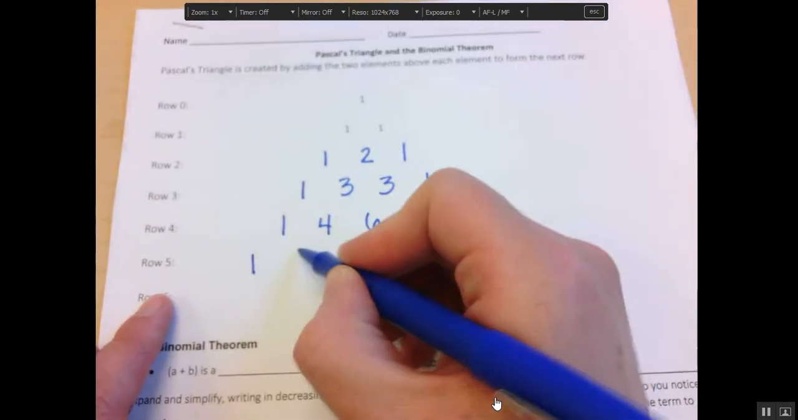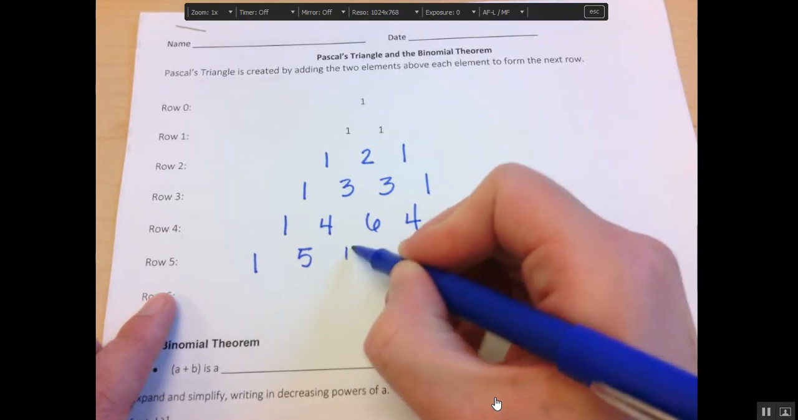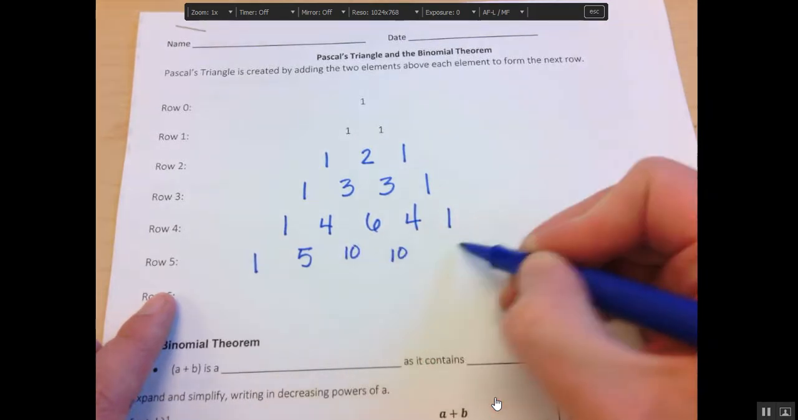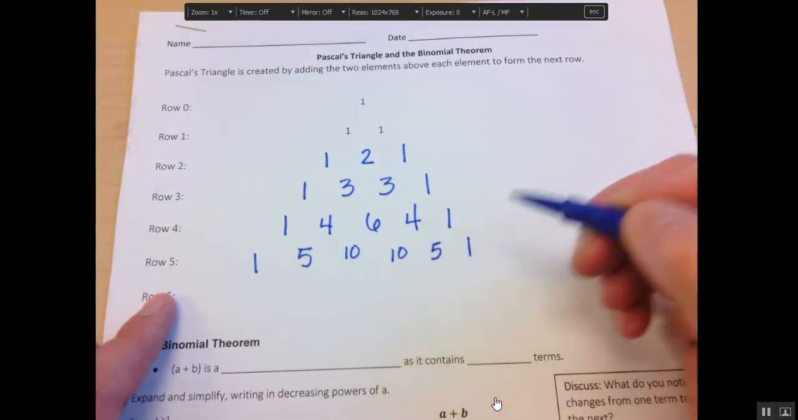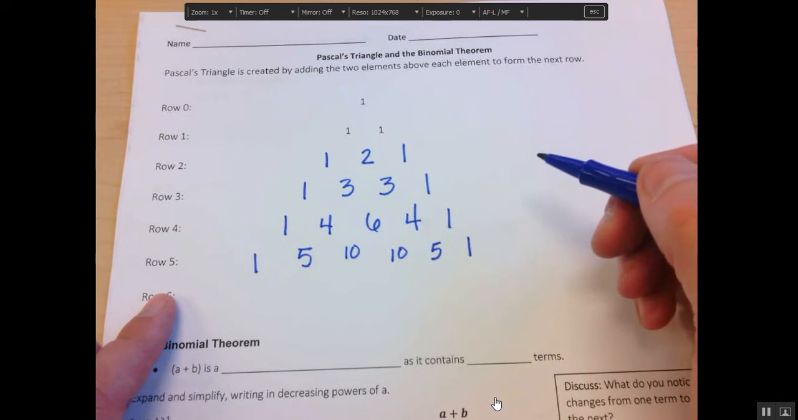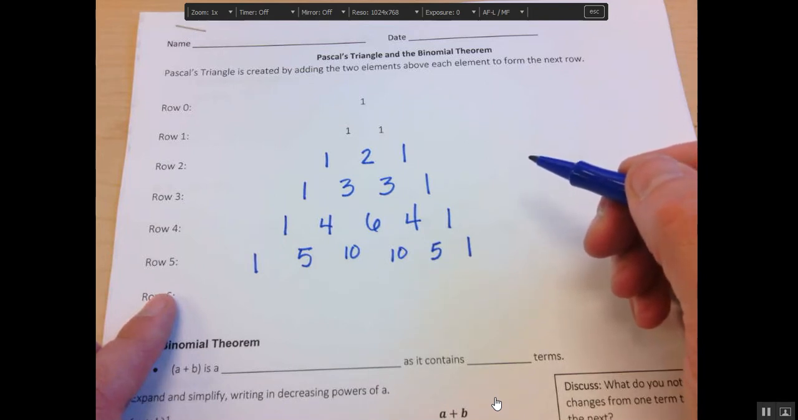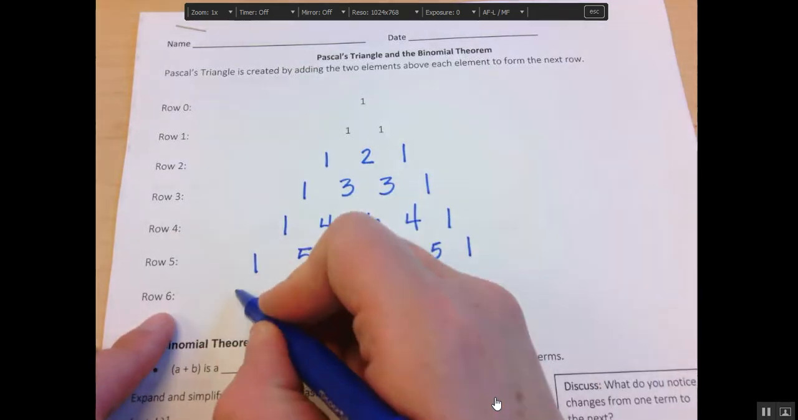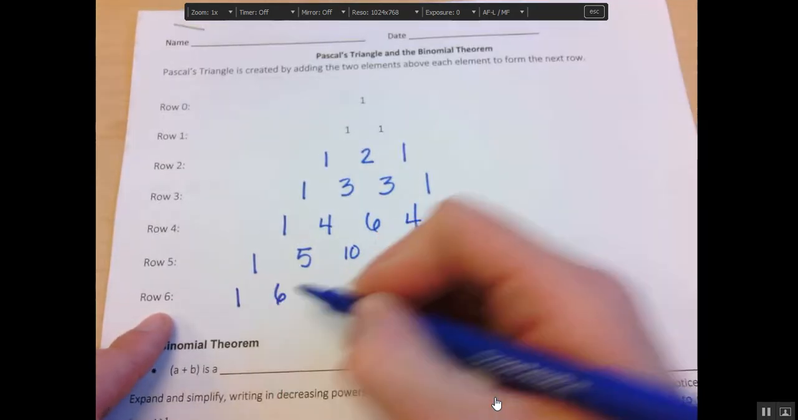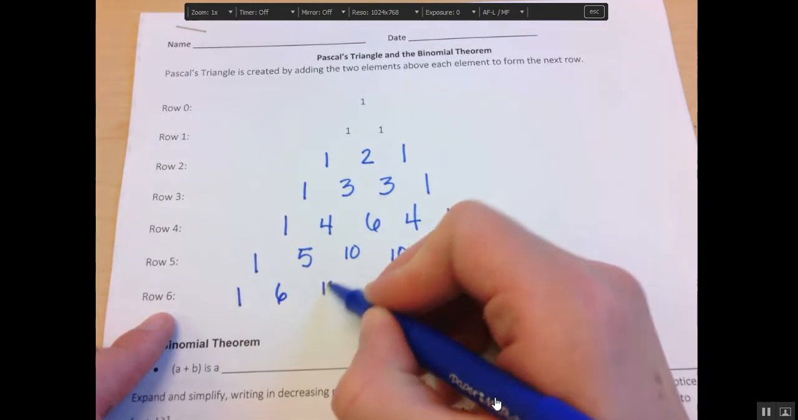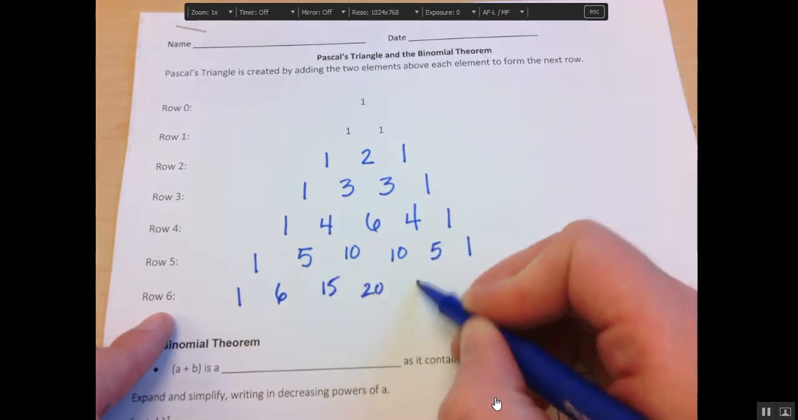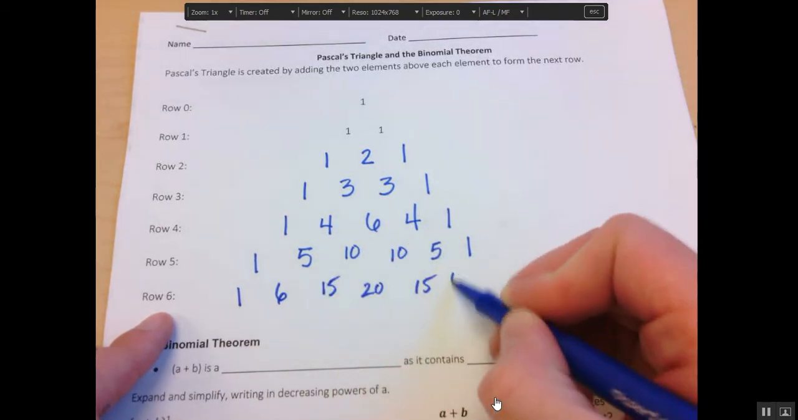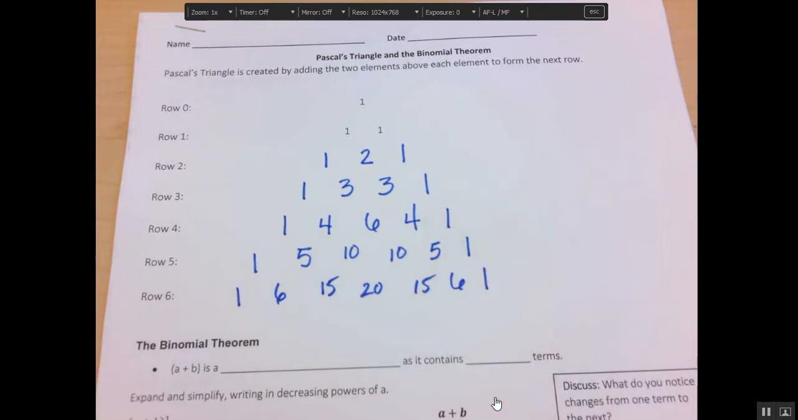All right, Greg, next row. 5, 10. 10, 5, 1. Who wants to do the next row? 6, 15, 20, 15. Anybody else? Okay. Tara, will you read it to me? 1, 6, 15, 20, 15, 6, 1. Good.